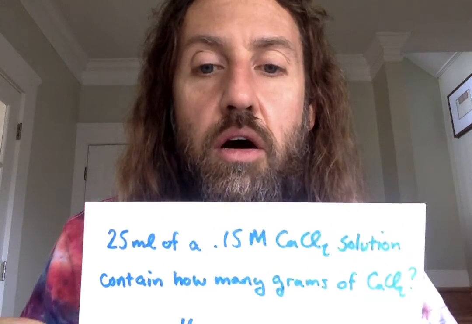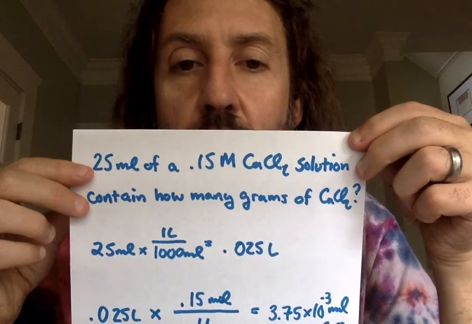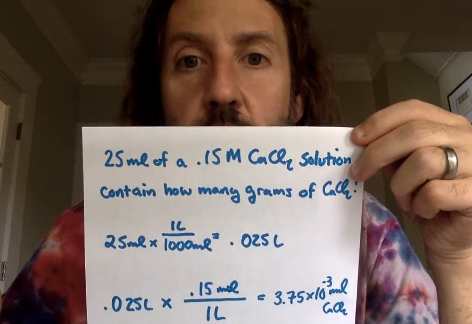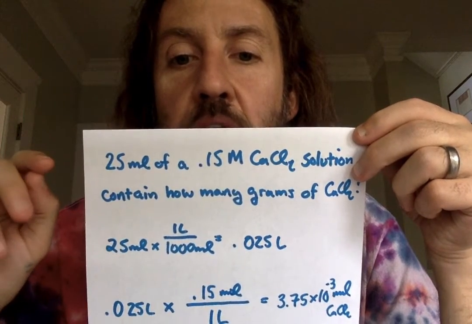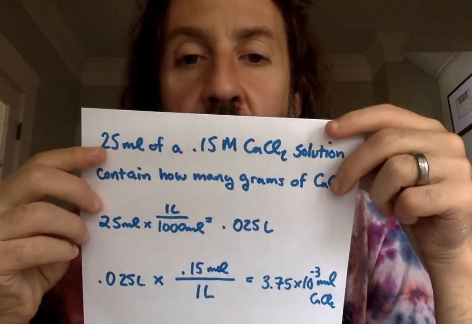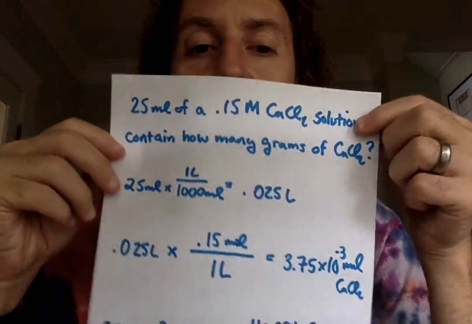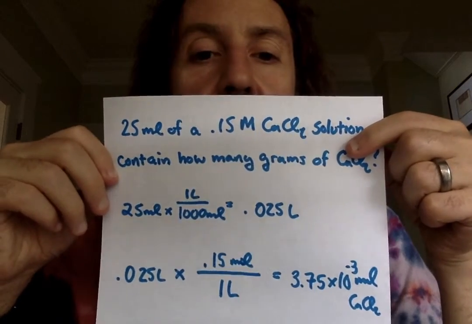Another type of problem that you would run into with this is you can kind of reverse it. So, let's see, 25 milliliters of a 0.15 molar calcium chloride solution contain how many grams of calcium chloride? So we're basically flipping the script here and going backwards where we have the molarity right here, 0.15, and we want to know how much mass of calcium chloride is contained in that solution.